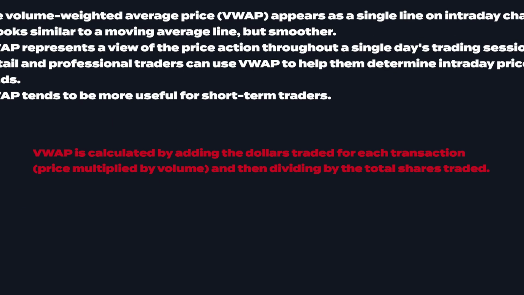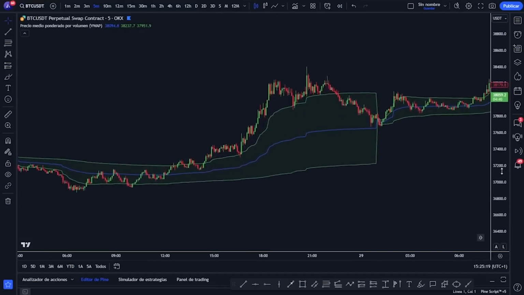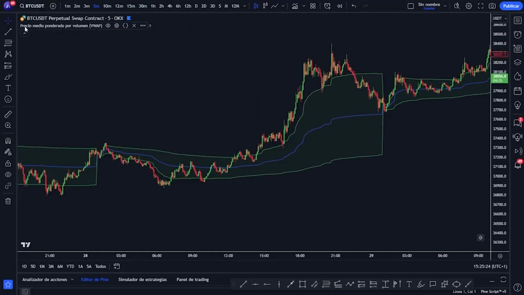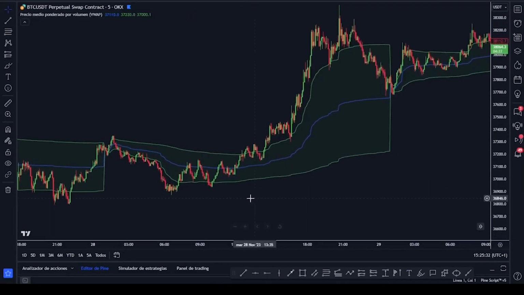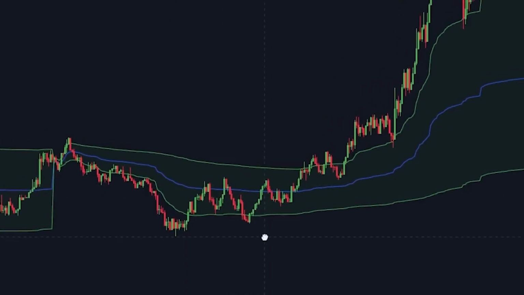And finally, just so you know how it is calculated, you add up the dollars traded for each trade, multiply the price by the volume, and then divide by the total shares traded. This might seem quite complicated, but as you can see it looks that simple on the chart. This would be the normal VWAP, the classic one, where we can see the kind of central line that acts as an average, and that always interacts with the price to determine the most likely trend that the price will follow that day.